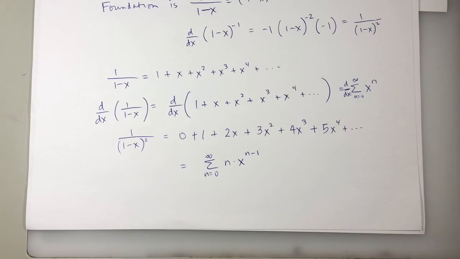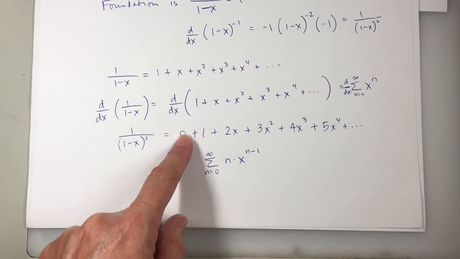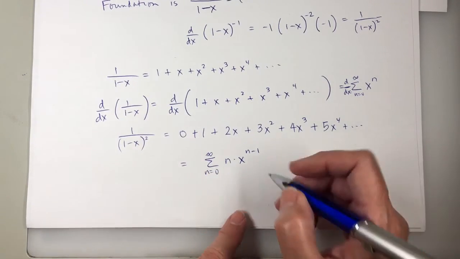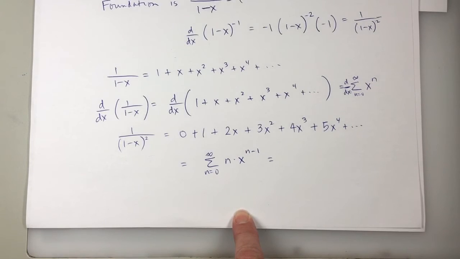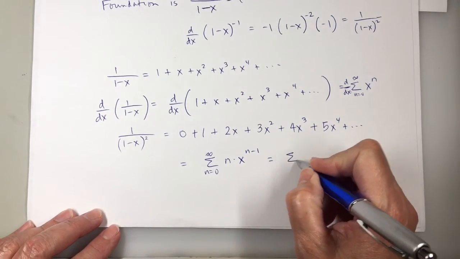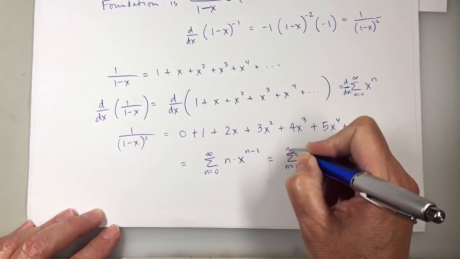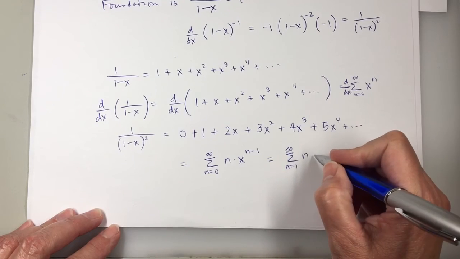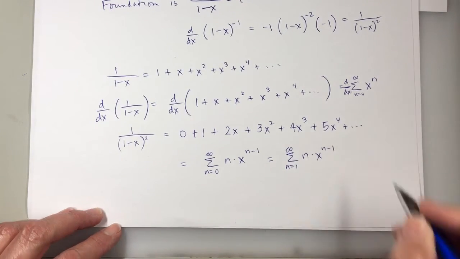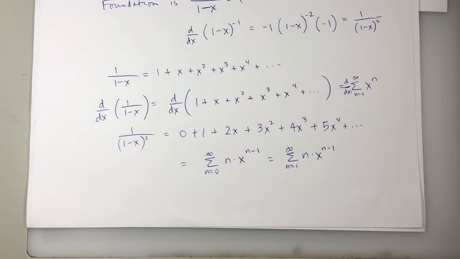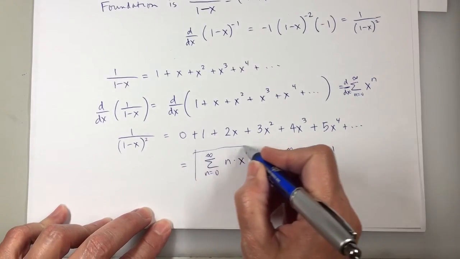And now, the first term here would be 0. Maybe I just want to start it at 1. N goes from 1 to infinity of n times x to the n minus 1. Since the first term is 0, I could do that. It's not a problem, though, right? I think it'd be okay if you left it like this.